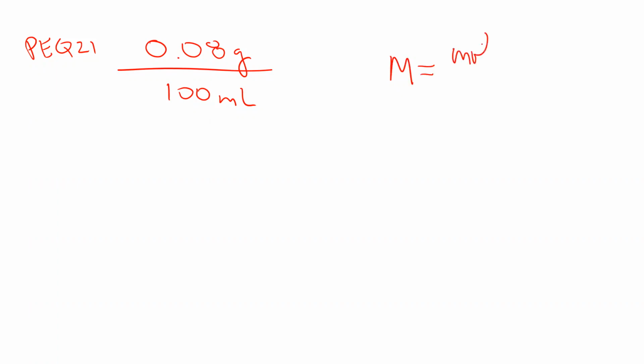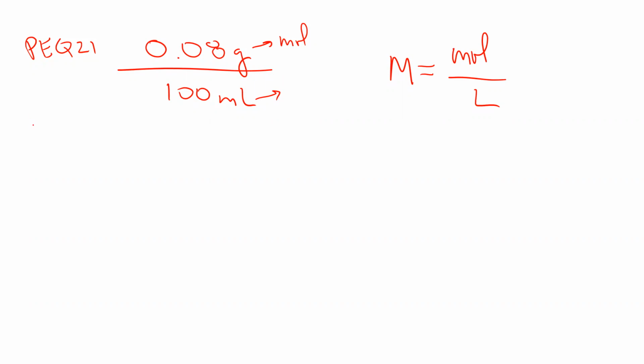Molarity is moles per liter. So we know a BAC of 0.08 means you've got 0.08 grams per 100 milliliters of ethanol. So we want to turn our mass into moles, and then we can also turn our volume from milliliters into liters, and that's going to give us a concentration of that ethanol.